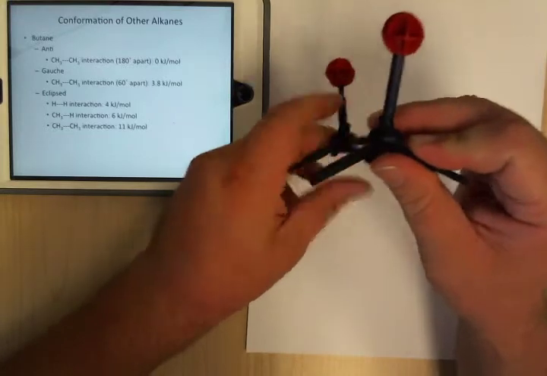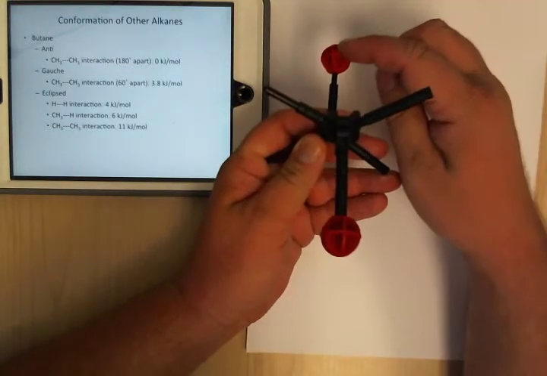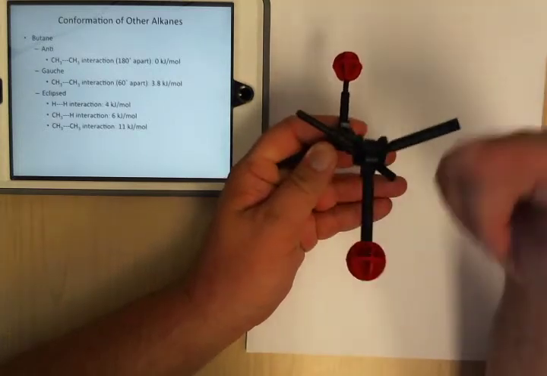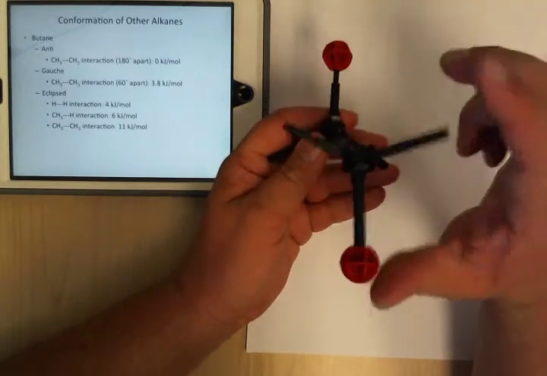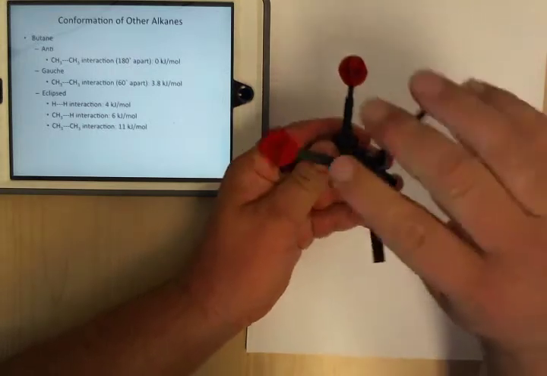So we have eclipsing, right? So they're eclipsed or staggered. But we have this very special case where the methyl group's down here, one's going up, one's going down, so they're exact opposite. We actually call that anti configuration, but it's just a special case of a staggered configuration.